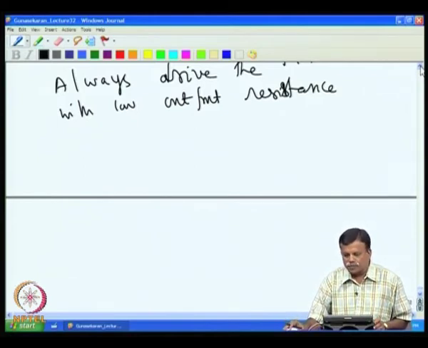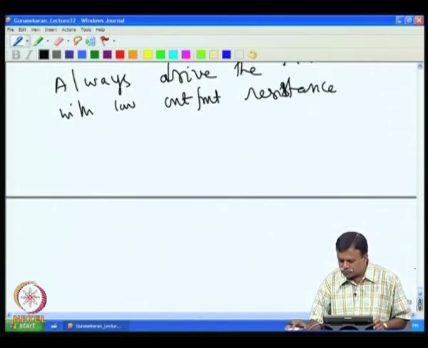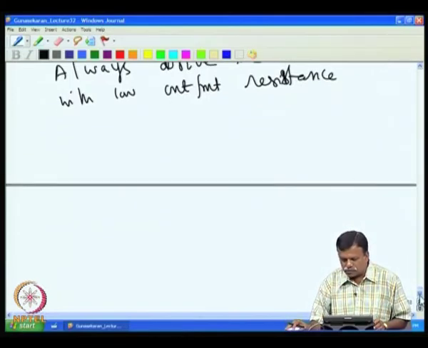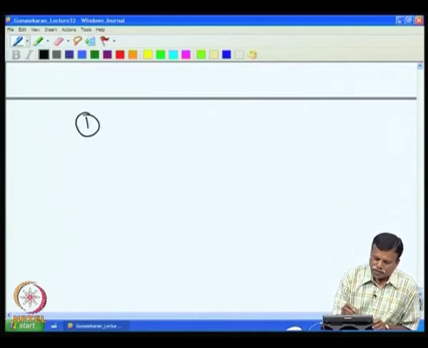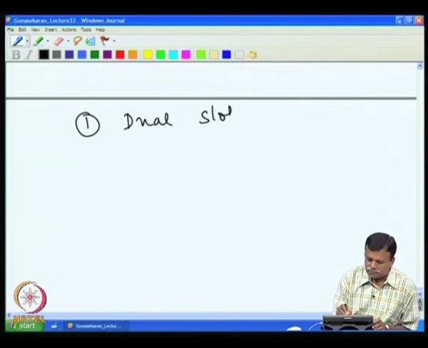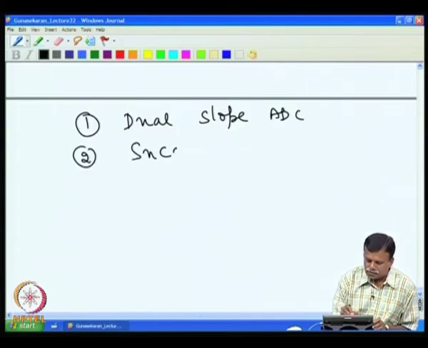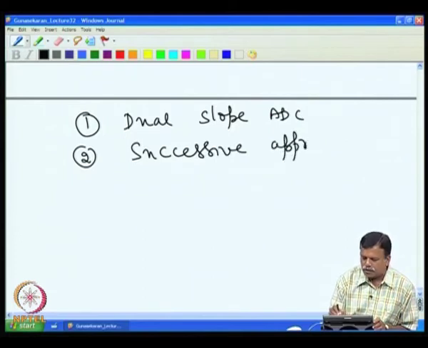So, if you look at these A to D converters, we have seen 3 A to D converters so far. One is the dual slope ADC, the second one is the successive approximation ADC, and the third one is the flash ADC converter.